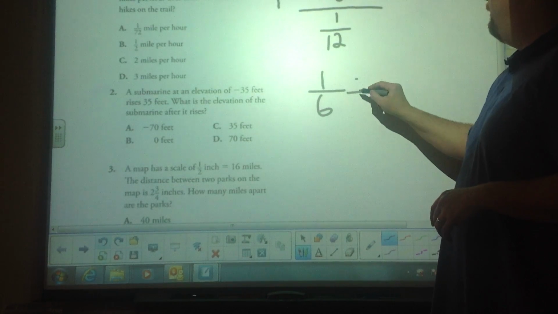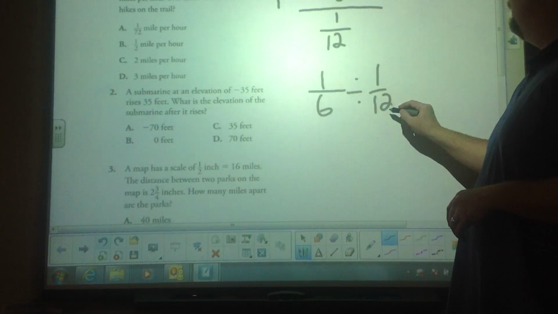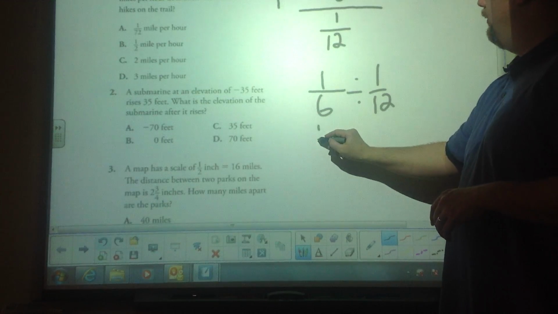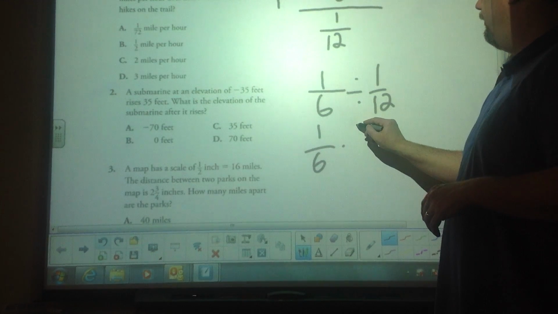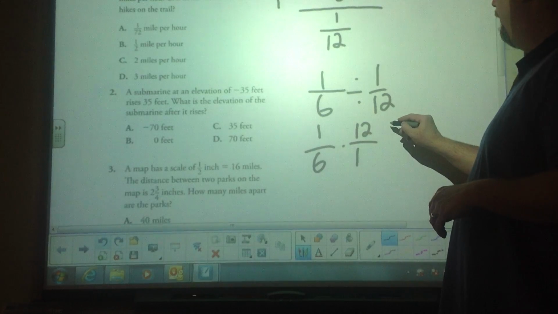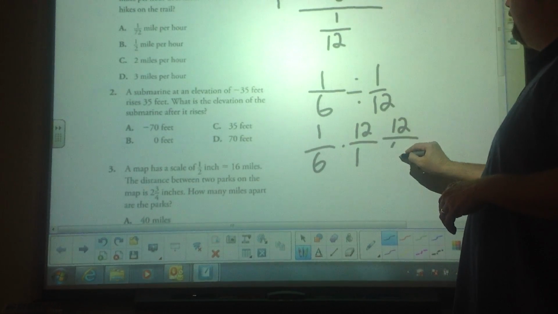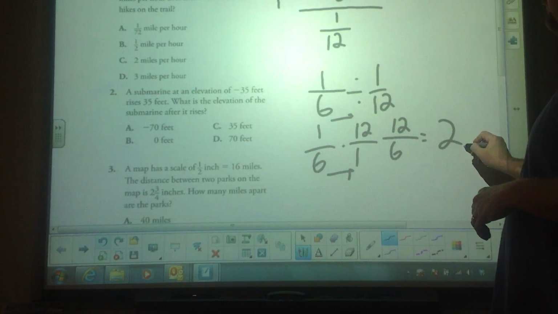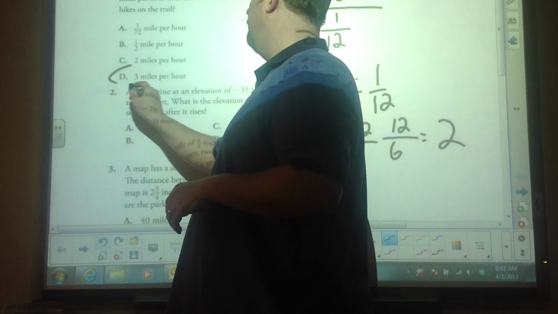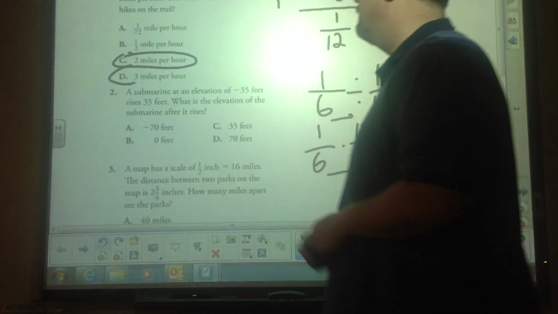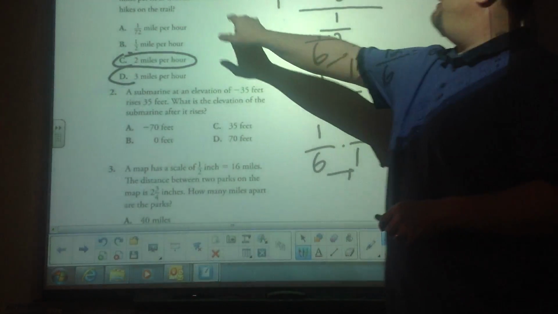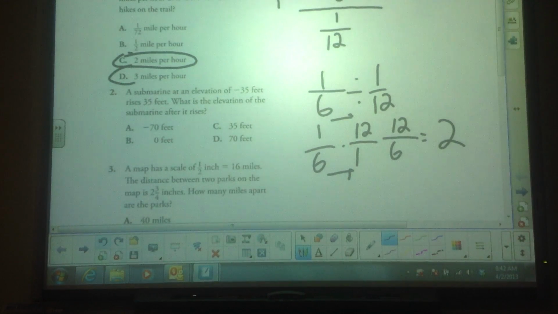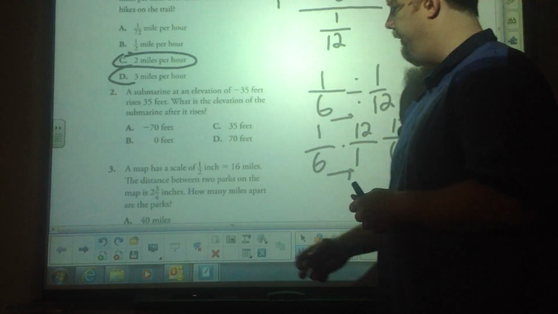We would say 1/6 divided by 1/12. But when we divide fractions like this, we keep, change, and flip. We would say 1/6 times 12/1 for 12/6, because we multiply straight across here. And this is 2. Oops, sorry. If you take a look at those answers, this is what you'll get if you multiply these two together. 1/72 of a mile an hour is pretty slow. That's like a snail.